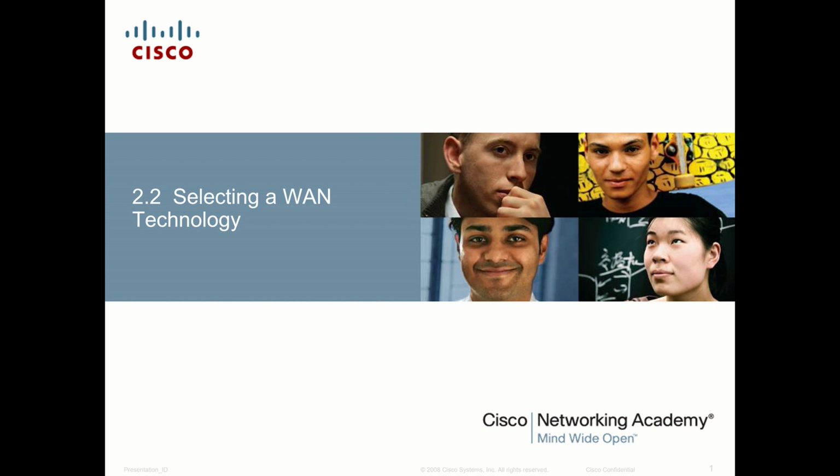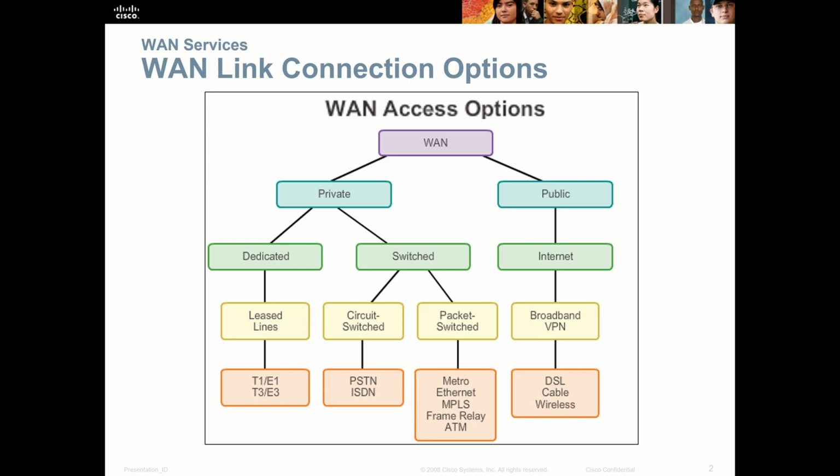In this video, I will talk about how we can select a WAN technology according to its purpose. So let us see the overview of WAN link connection options. If we look into WAN access options, there are two types, which are private and public.